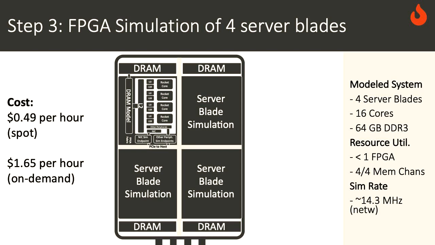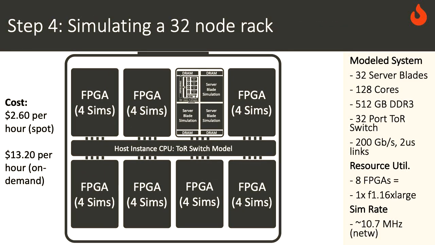So I told you then that the instance we're running on doesn't just have 1 FPGA, but actually 8 FPGAs. So we can scale out again and fill up this whole machine. So we've basically just dropped down 7 more copies of what I just showed you on the previous slide to get this 32-node rack scale simulator. So each of these FPGAs is running 4 simulations. Each of them is modeling a link to this top of rack switch model.